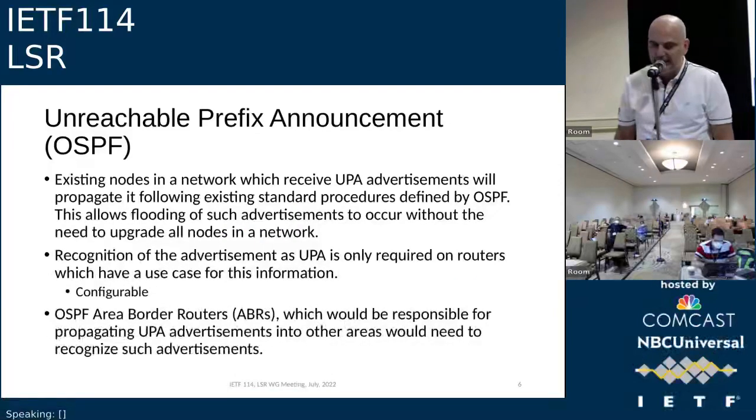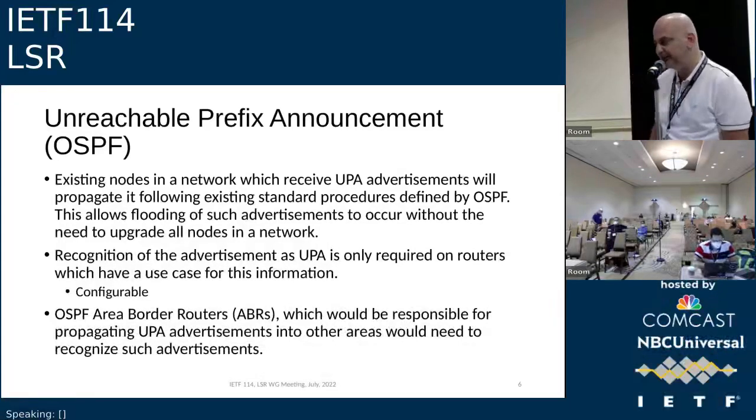And then again, similarly to what has been said for ISIS, the nodes will propagate this data. It will not use or install these prefixes because they are unreachable if they follow the spec. We need to recognize these on the routers where we want to use this information, which is again configurable and would probably be done on the edge nodes. And again, ABRs would need to be smart enough to recognize this and re-advertise between the areas. Next slide.